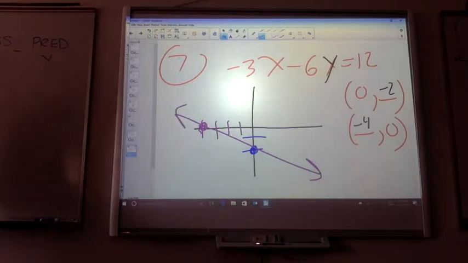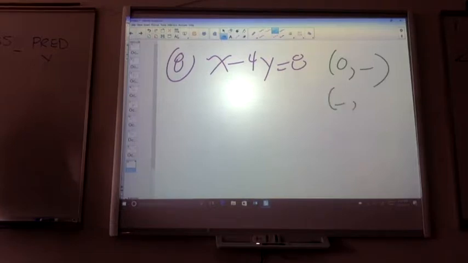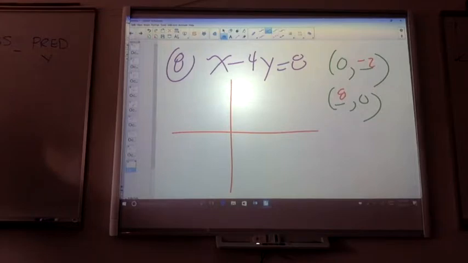Right? 8. Cover method still continuing to work. It's in standard form. Shh, some of you are talking too much. Okay, I'm covering up my x value. So negative 4 times y gives me 8. Negative 4 times what number gives me positive 8? Negative 2. So negative 4 times negative 2 is positive 8. This is going to cover up the y. So x equals 8. So 0, negative 2. And 8, 0. 3, 4, 5, 6, 7, 8.